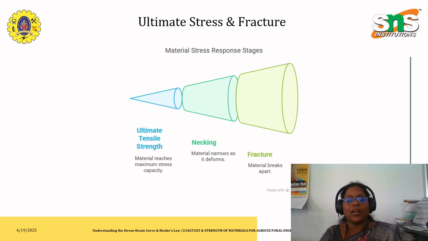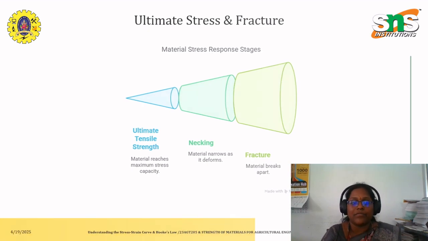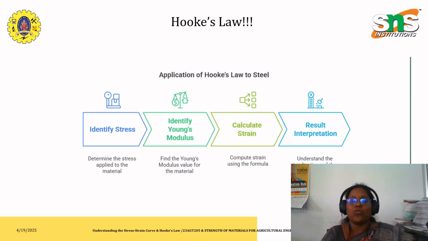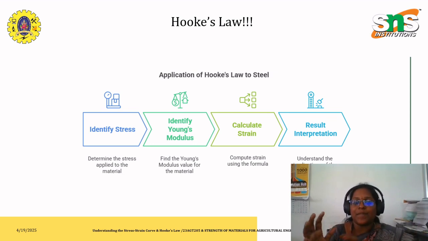So this is how your material behaves, and this is how we can analyze the behavior of that material through a stress strain curve. Okay, so now about Hooke's law for steel. Hooke's law can be used to backtrack to the safe, predictable zone, that is the elastic region where Hooke's law lives. So here we can calculate the strain, interpret the results, identify Young's modulus, and also identify the stress, after which we can identify a material specific constant that tells how stiff it is.